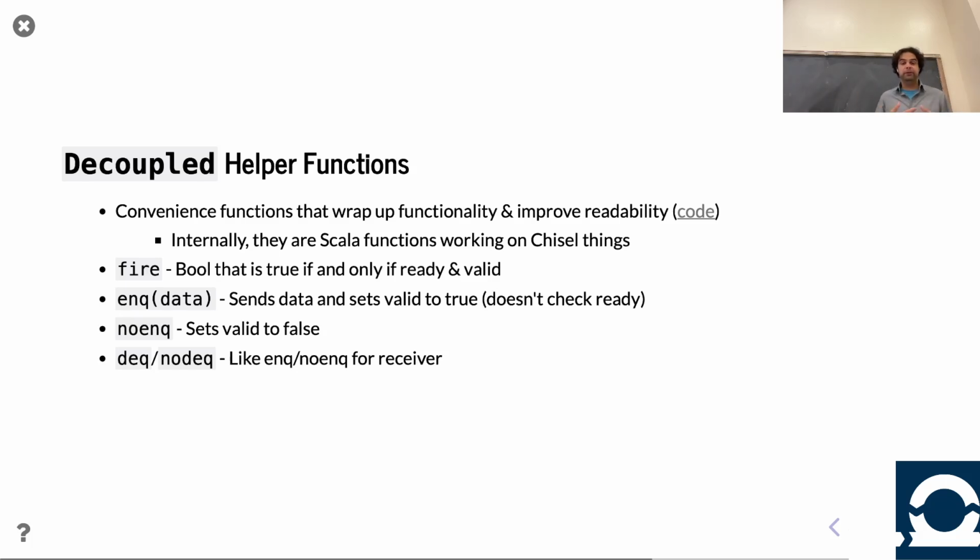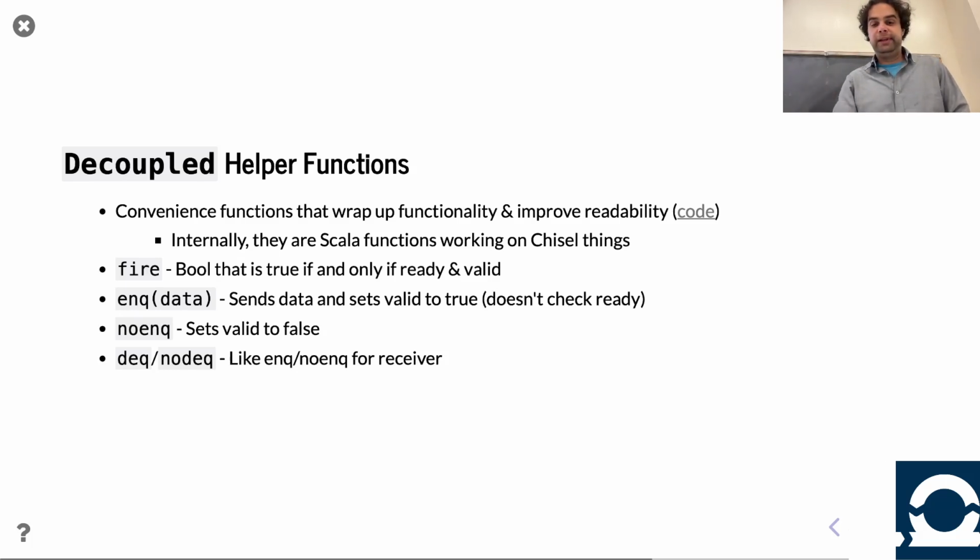There are some very common scenarios. For example, fire is when ready and valid are true at the same time. That's when something actually gets sent on this particular protocol. Let's say I want to send something. If I want to send something, I both need to change the bits to the new value and set valid to true. So that's enqueue in the code. If I don't want to send anything, I can say noenq and it's going to go ahead and set valid to false. Of course, I also have the reverse on the receiving end: deq, as in I'm ready to take something, or nodeq if I'm not ready to take it.